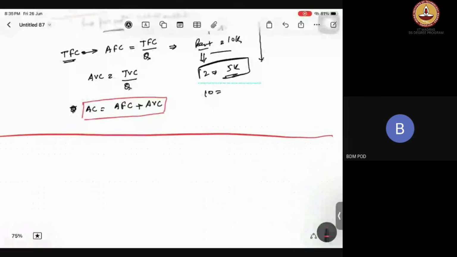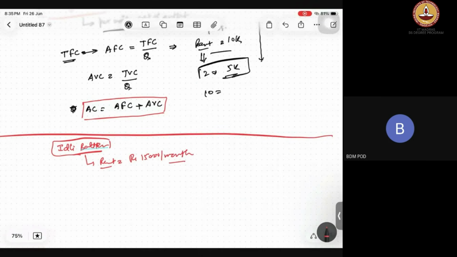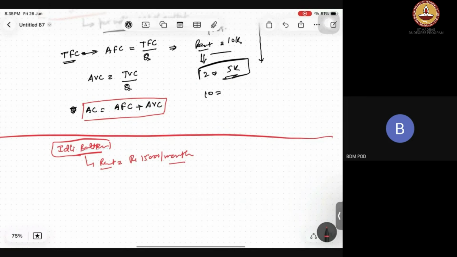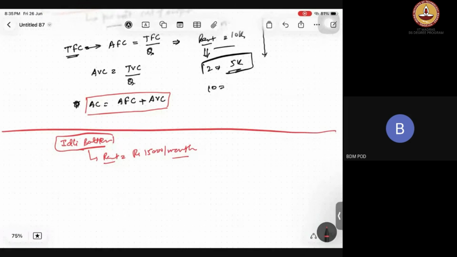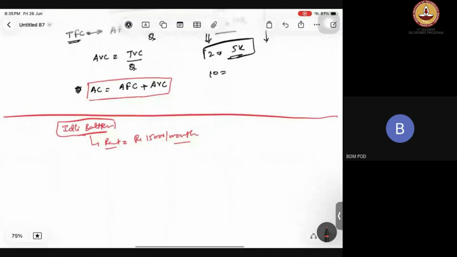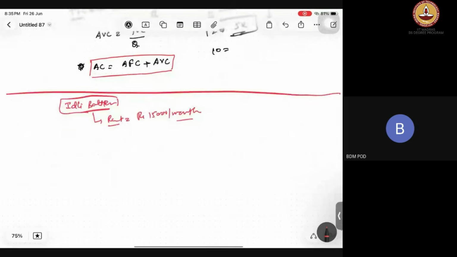Suppose there is a shop in Chennai which is making idli batters. The rent of the shop is rupees 15,000 per month. This is very important. Average cost is very, very important. You need to understand, because when you get data from a business, you need to identify what type of costs are there. Cost identification is very, very important. So rent is this one. Suppose they produce 500 packets per month.